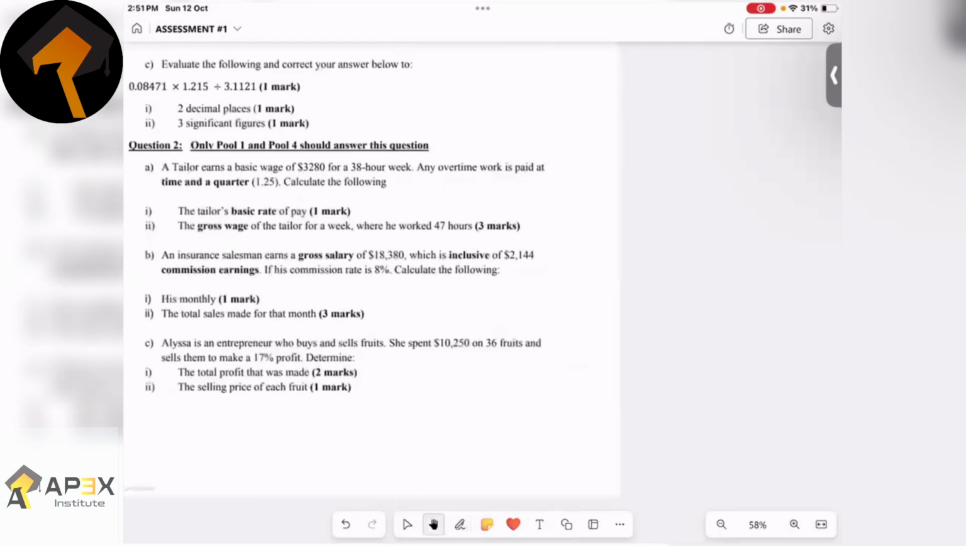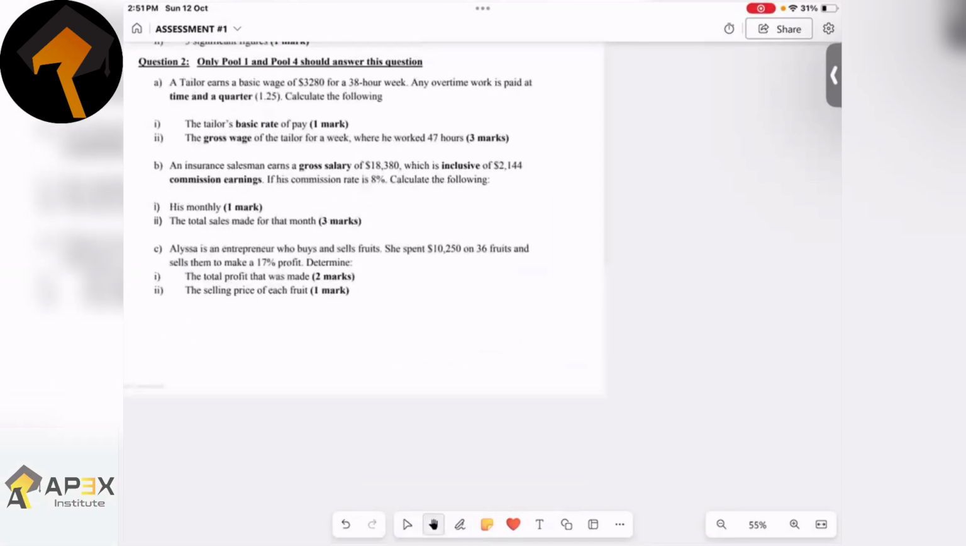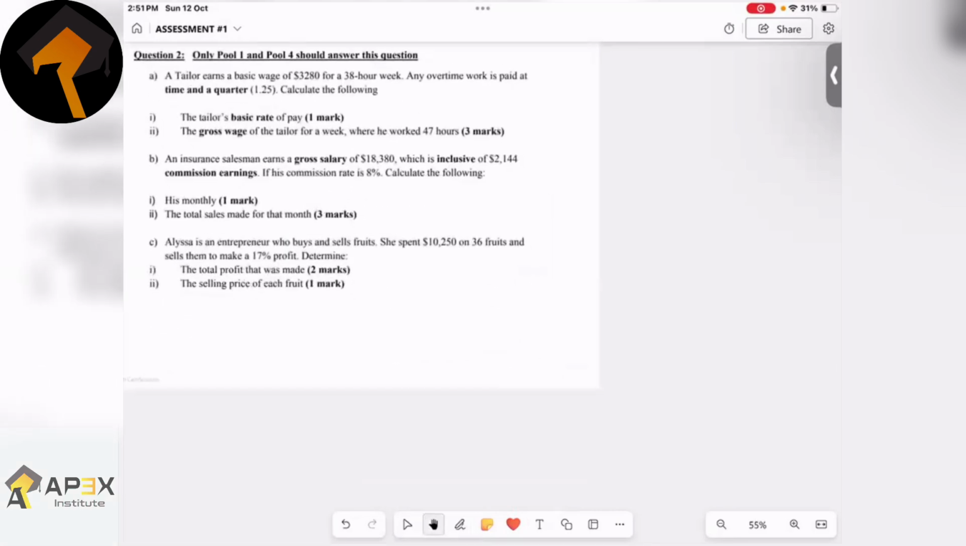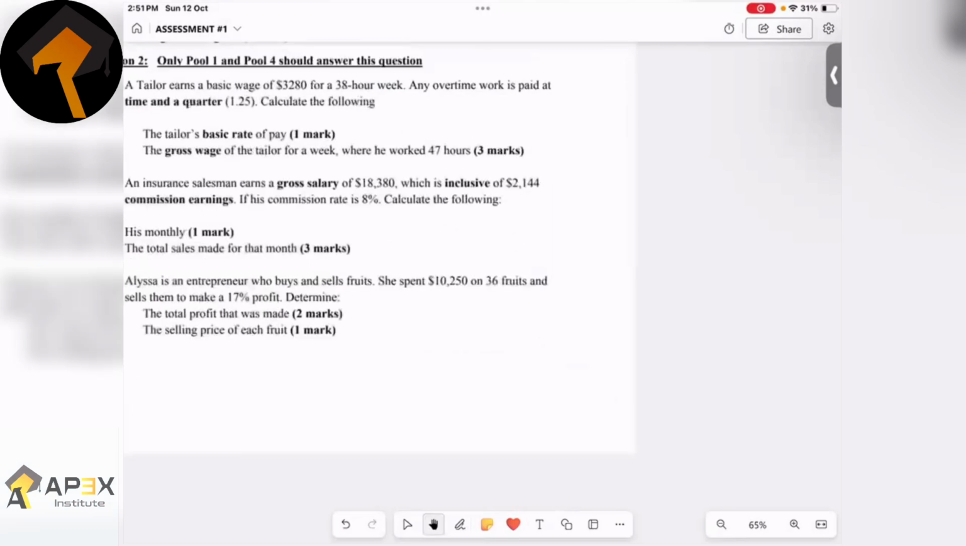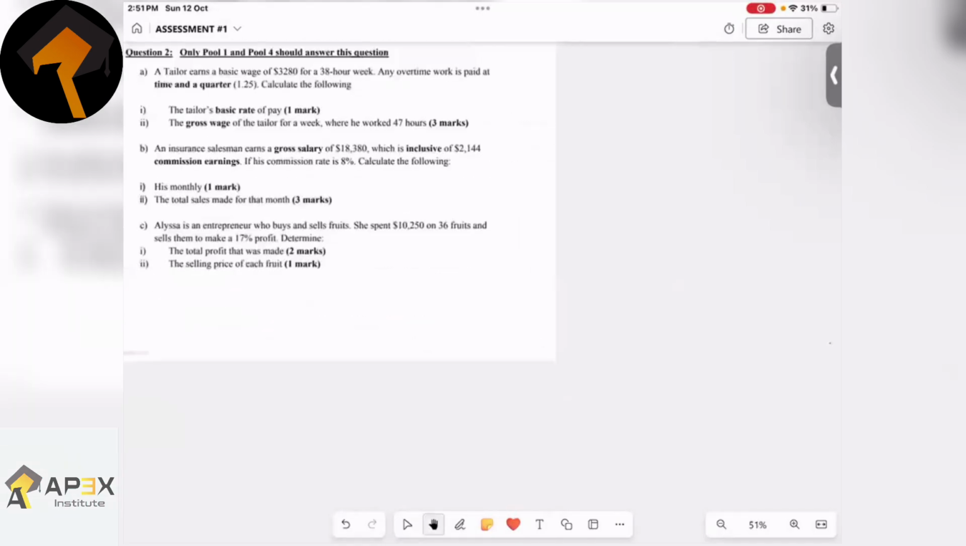Now we're going to be moving on to question 2 here. And it says that only pool 1 and pool 4 should answer this question because they were the only group of students that I was teaching consumer arithmetic at the time. So we're going to get right into it here. All right, let's try to get this zoomed up here.